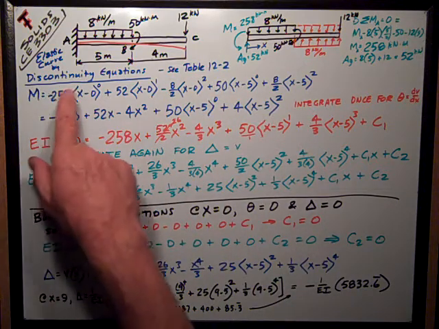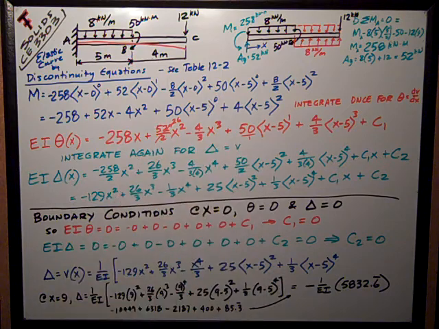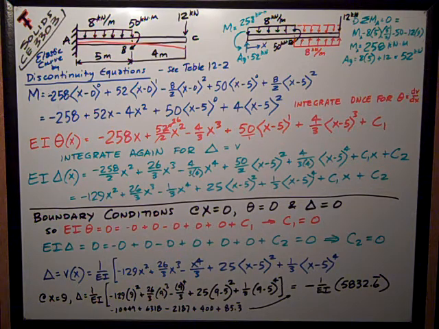Okay, as I said, we're going to use the discontinuity equations from table 12.2 in the book, and that has 3 columns, one for load, one for shear, and one for moment. We're going to use the equations for moment, which is what we're going to use 99% of the time, because it eliminates some integration. The book shows it starting off with the load, which means 2 more levels of integration, which I don't want to have to mess with.